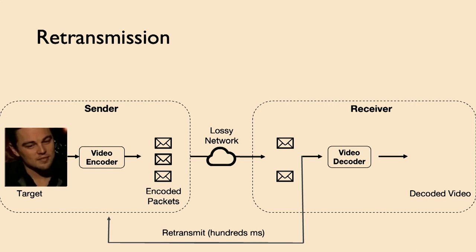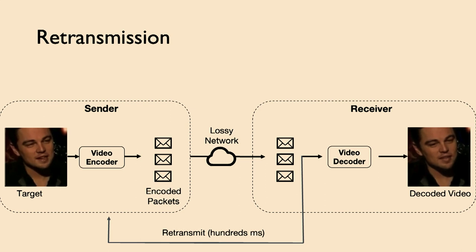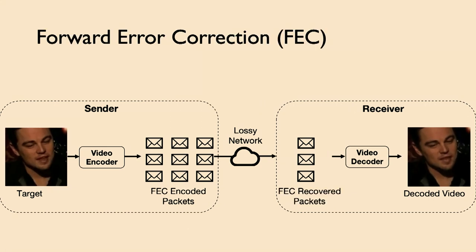So as I said, you have to somehow get those packets back. You can do retransmission. This only works if the sender and receiver are close to each other. If they're more than a few tens of milliseconds apart, retransmission in a live setting doesn't really work. What most applications do is use what's called forward error correction, which is basically a form of coding where you add redundancy to the packets that you're sending. You send extra packets that have redundant information, so that if some of them are dropped, you can still reconstruct the frame from the remaining ones.